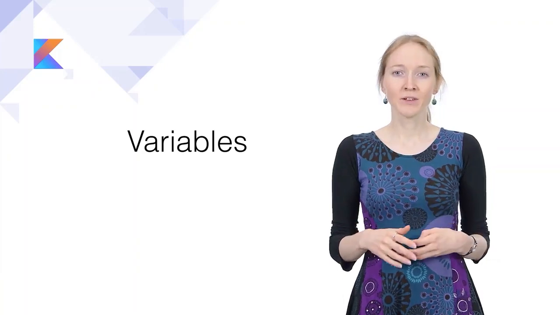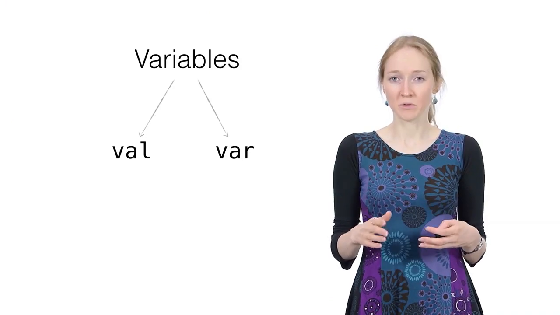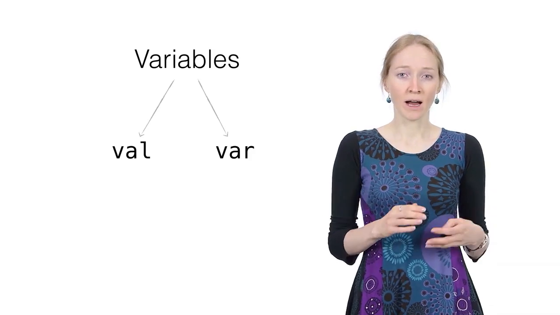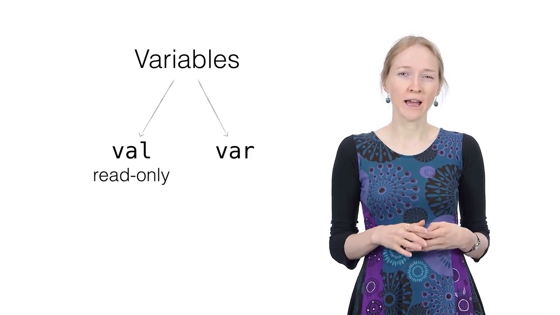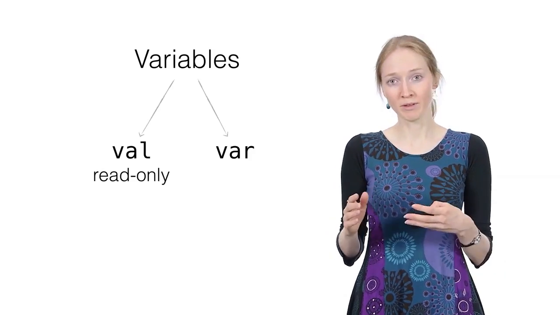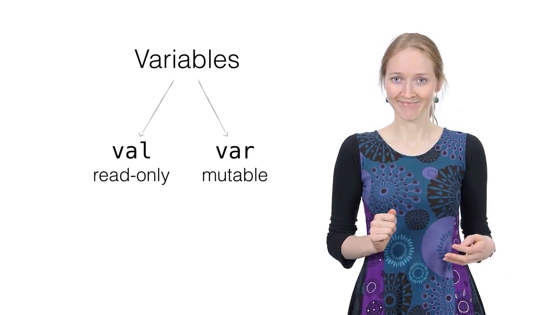In this video, you'll learn how to define and use variables in Kotlin. There are two main keywords to define variables, val and var. Val comes from value and denotes a read-only or assign once variable, while var comes from variable and denotes mutable variable, the one that can be modified.